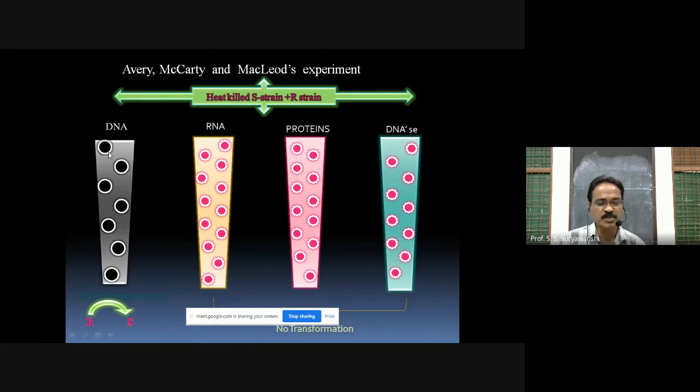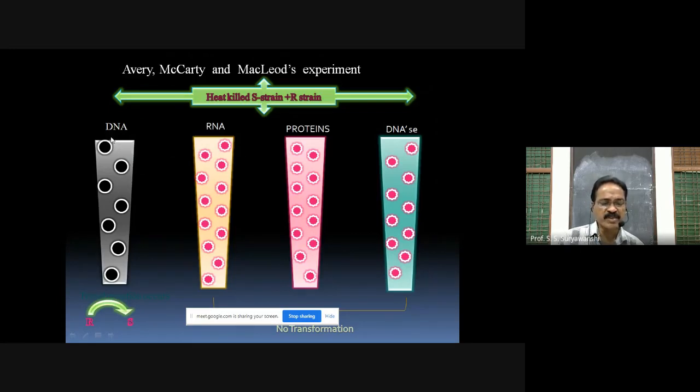In the first test tube, you can see here DNA, deoxyribonucleic acid, then RNA, ribonucleic acid, in the second test tube. In the third one, the proteins. So these are the 3 contents he isolated, and they are mixed with the heat-killed S strain plus R strain. This is the combination he added in all these to find out which factor is responsible for carrying the information, the genetic principle.